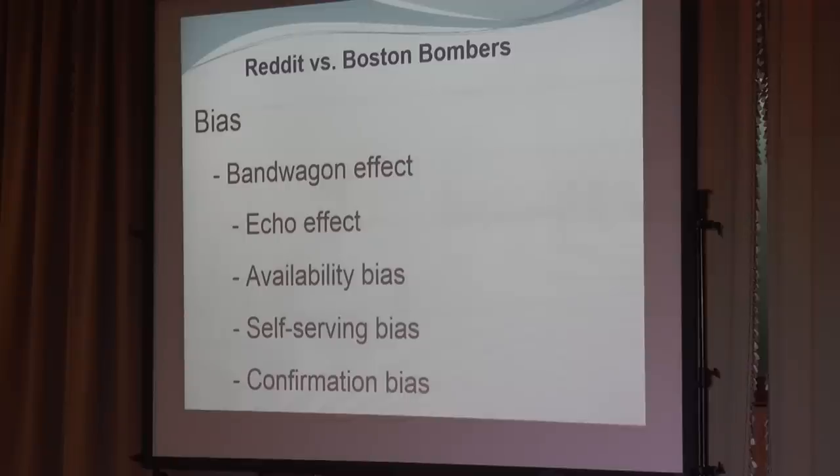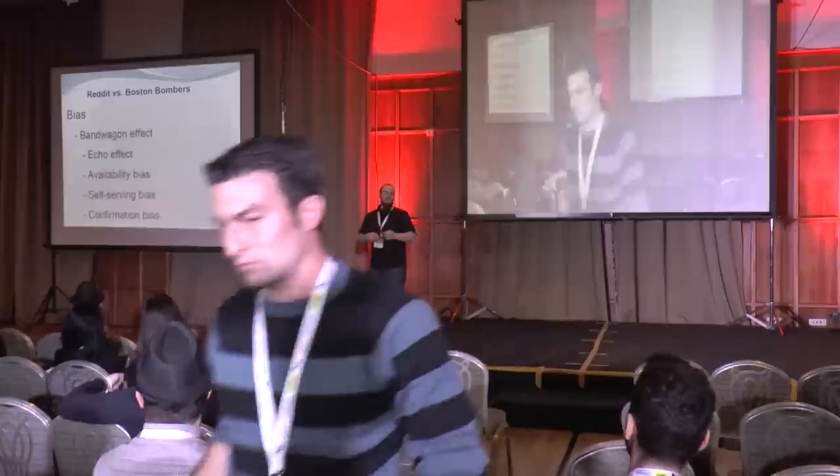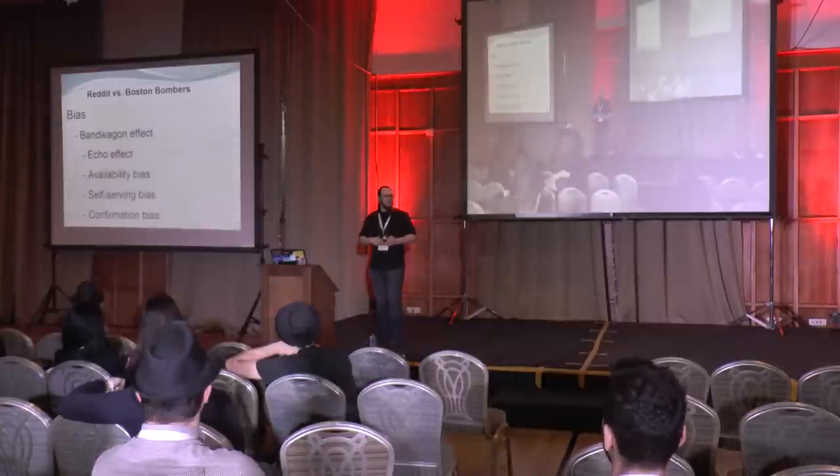All right, so what biases were at effect here? Well, the bandwagon effect, for sure, the echo effect, availability bias, the availability of the information they had and didn't have, self-serving bias. There's karma and internet points to be had. Also, confirmation bias, which here was rather insidious because all of the people that got to the top of their list of people that they were naming as suspects were brown males. Surprise, turns out the guys who actually did it were as white as you can get because they were actually from the Caucasus. They were Caucasian.